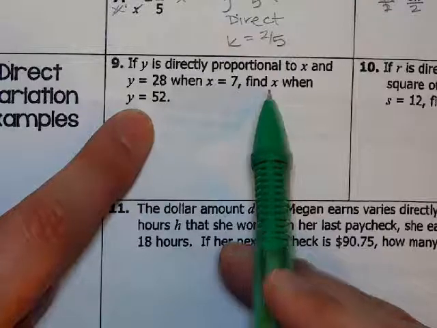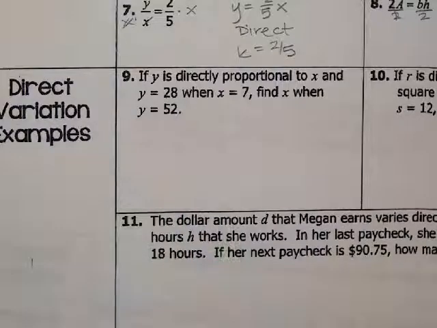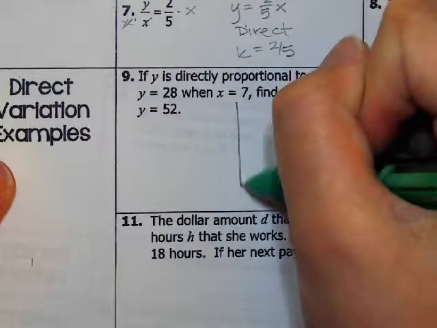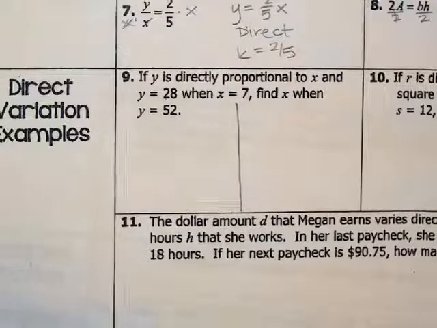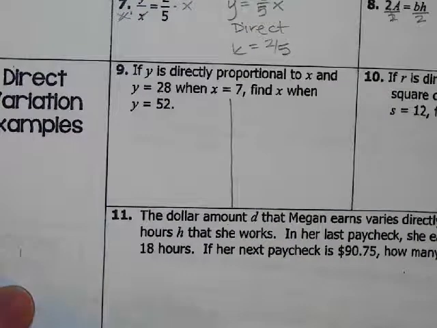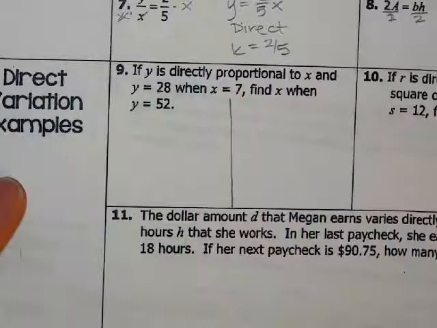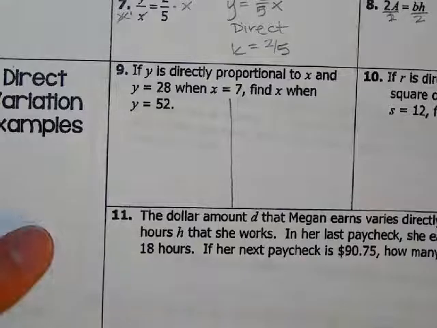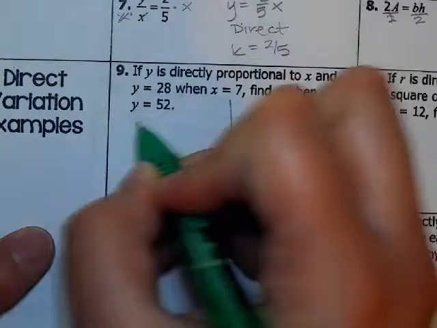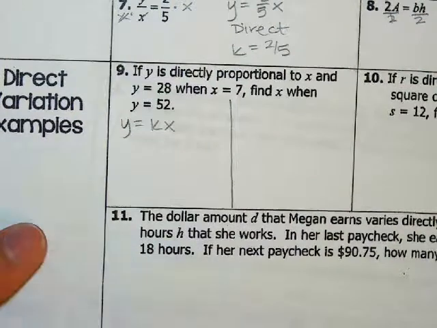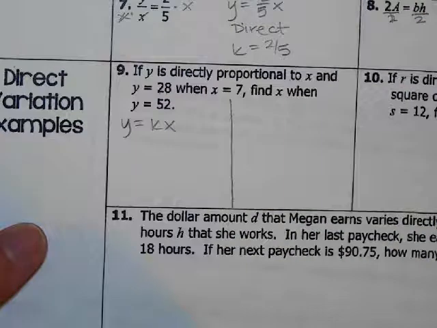Okay, so let's go ahead and split this in half. What we're going to do is start off by writing the equation. So what's the equation for y is directly proportional to x? Y equals kx, okay? Now we're going to use the first set of information they gave us. They gave us that y equals 28 when x equals 7. So we're going to do 28 equals k times 7.